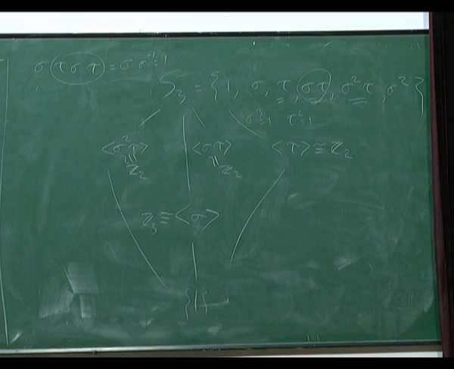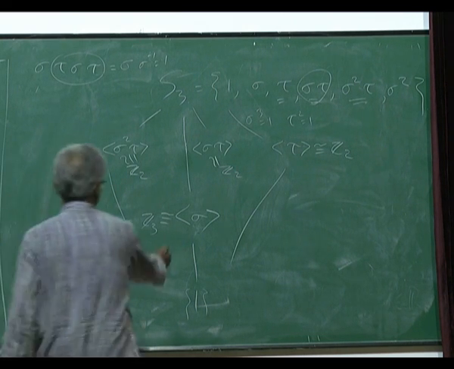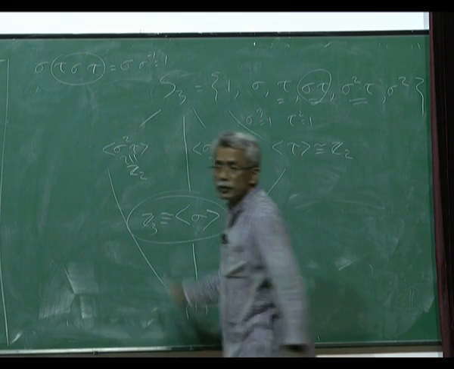Now, this picture and this picture look the same, and notice S3 has a subgroup which is normal and of index 2. What is that? That is a copy of Z3 here. This is a normal subgroup.